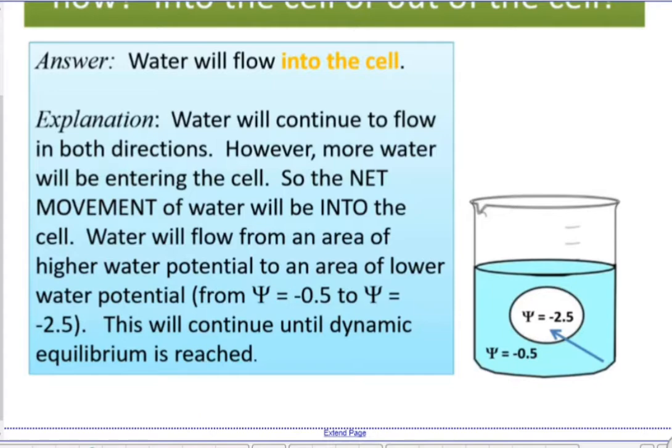This is going to continue until dynamic equilibrium is reached. Or in the case of our animal cells, sometimes the cell may burst. Sometimes equilibrium may not be reached before the cell bursts. Again, this is prevented from happening in our plant cells because of the cell wall.